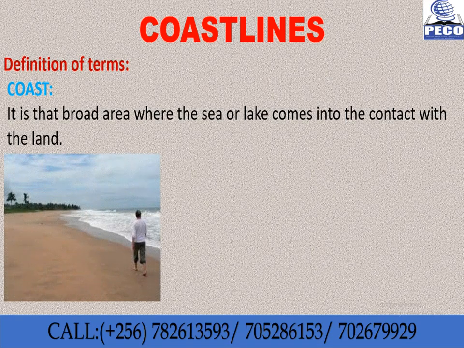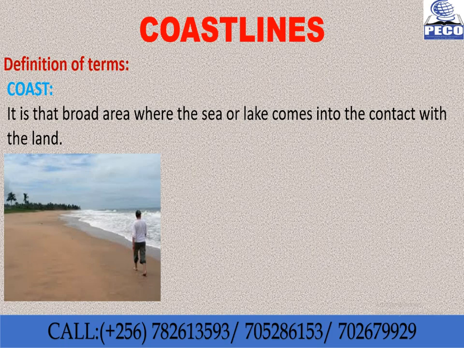And by illustration, we have this as an illustration of the coastline. So you have the land and then the water. So this is open water. It could be a lake, it could be a sea, it could be an ocean. So this area, this strip of land bordering or sharing the boundary with the water is what we call the coast. But coasts are mainly used to refer to those areas bordering the oceans and seas.